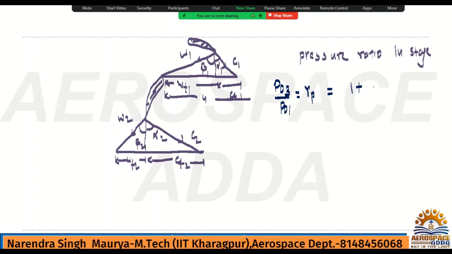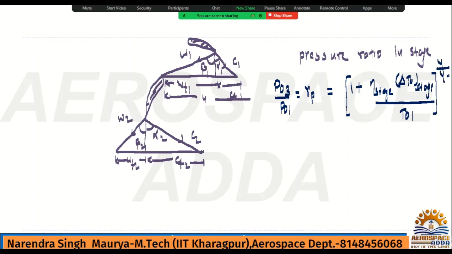1 plus eta of the stage, meaning stage efficiency, into delta T naught, the stage temperature rise, divided by T naught 1, and the whole bracket raised to gamma upon gamma minus 1. Just recall it, I had given this. Now this RP I can write in terms of beta 1, beta 2. So 1 plus, in the formula I had given it in terms of beta 1 beta 2 also. What is the delta T naught for the stage? It is U Ca into tan beta 1 minus tan beta 2, divided by Cp, divided by T naught 1, and this is the whole power.